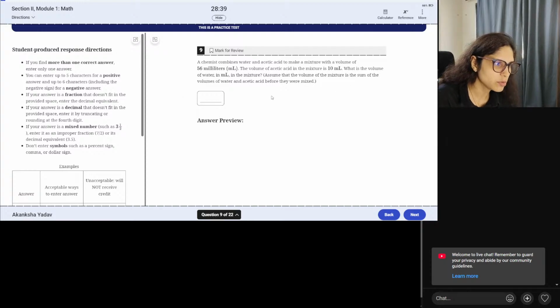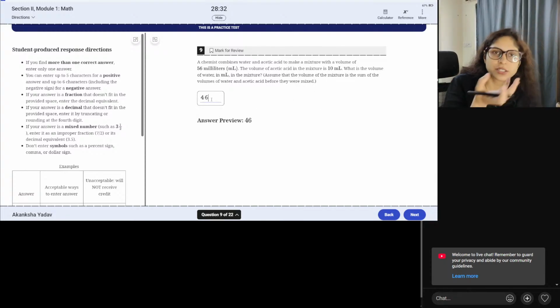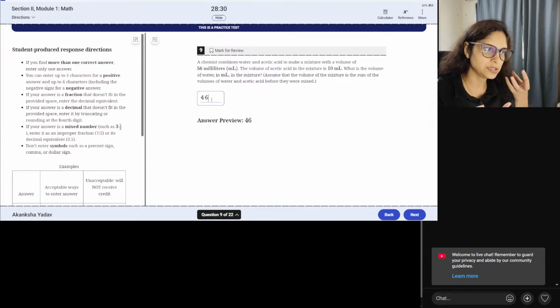So volume of mixture is sum of volumes of water and acetic acid. So 56 minus 10 is 46. Answer is going to be 46. Because total is 56, out of that 10 is acetic acid, so remaining 46 has to be water.